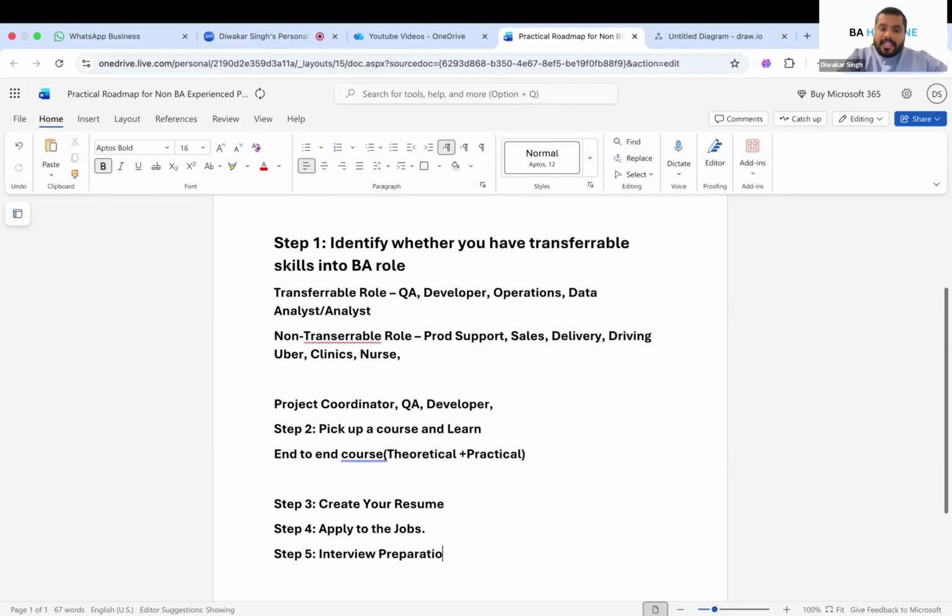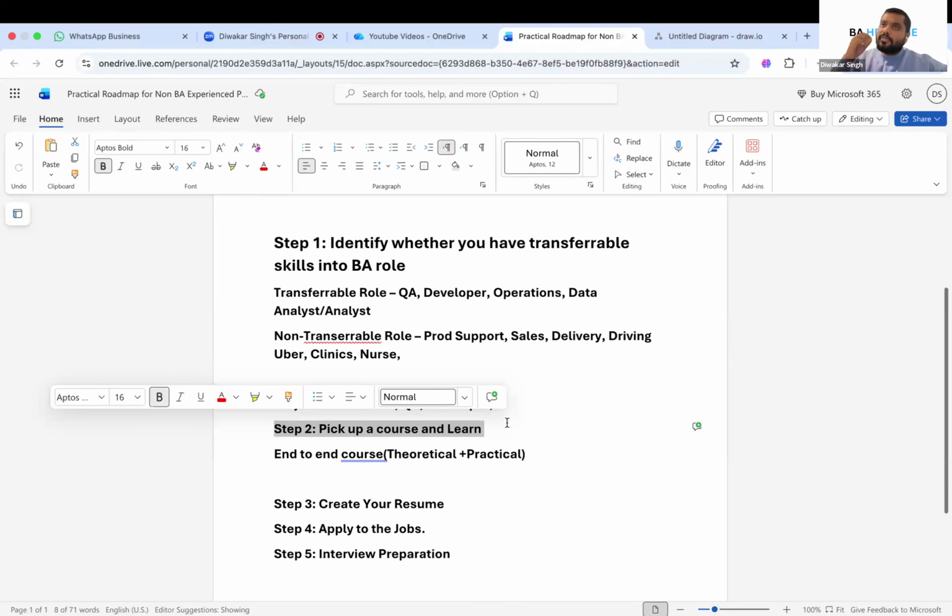See, in step 2, you picked up a course and you learned, but your preparation should not stop there. While you're creating your resume and applying to jobs, you should be preparing for interviews in parallel. Interview preparation is not just one day before the interview. Let's say your interview is scheduled tomorrow, and one day before you start preparing. No, right from the day you start your learning, your interview preparation also starts.